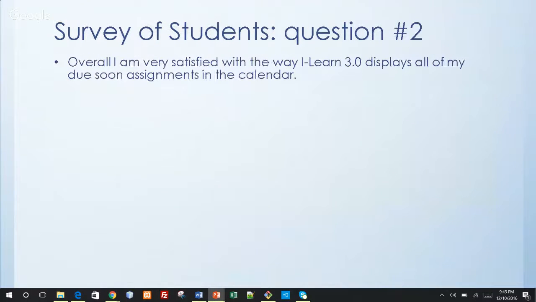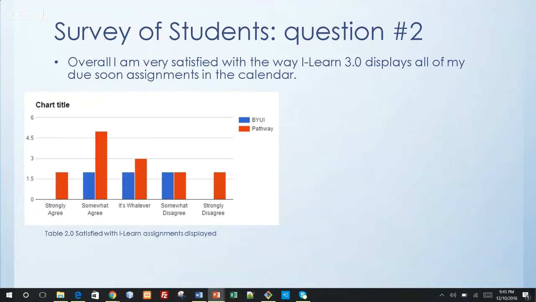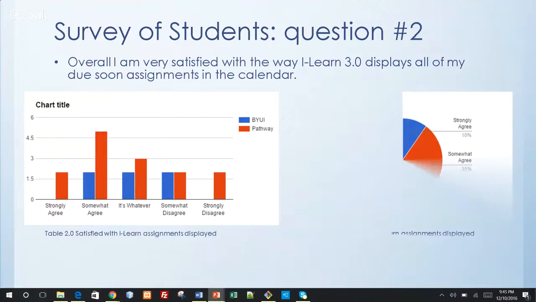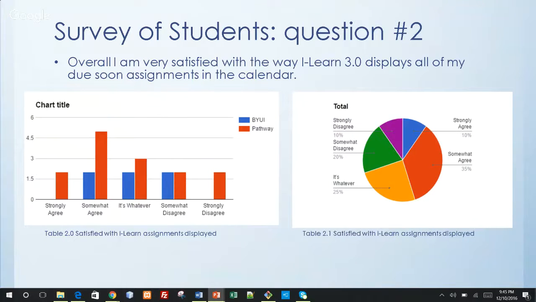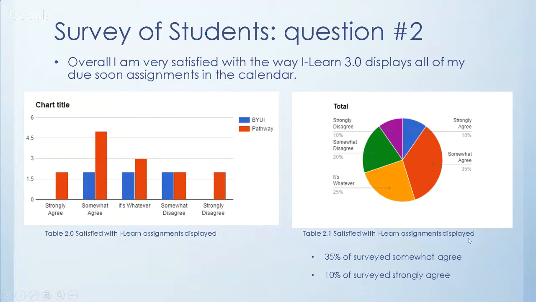Question number 2. Overall, I'm very satisfied with the way iLearn 3.0 displays all of my due soon assignments. Only the Pathway students strongly agree that, or are satisfied with it. But most of them are fairly satisfied with the way it works. And a total of all of those surveyed, 35% somewhat agree that it does display everything correctly. And 10% strongly agree that it does work right, works well.